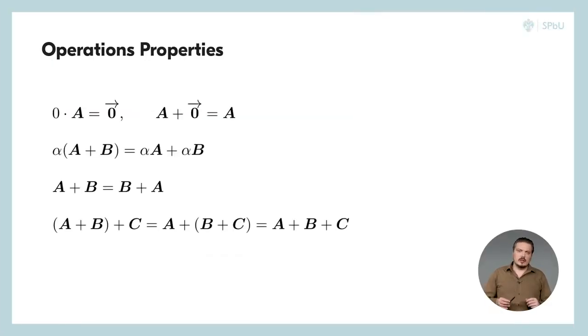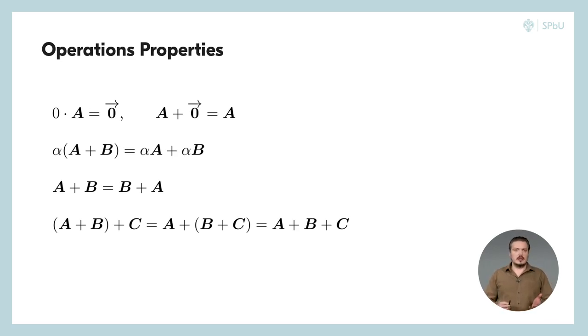I did not mention yet that there are conditions for these two operations to be defined correctly. First, the multiplication of any vector by scalar 0 gives us always the same vector, which we will call the zero vector. Let's denote it as this 0 with the small arrow above it. The addition of this zero vector to any other vector A results in the same vector A.